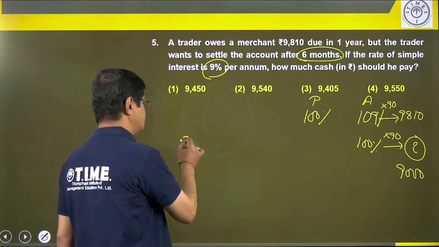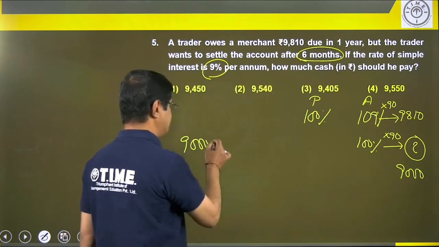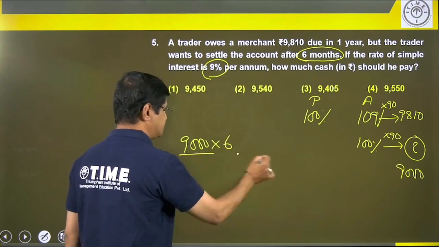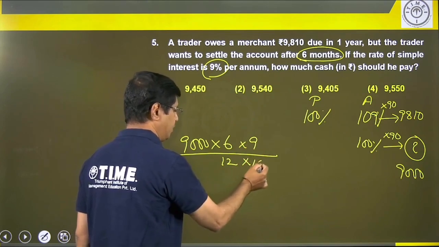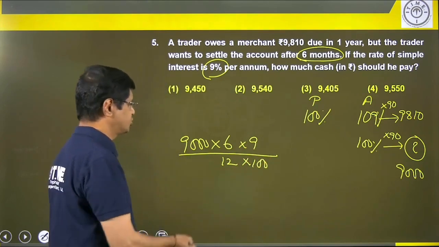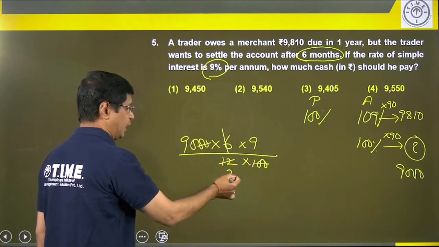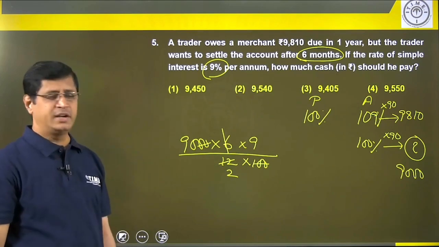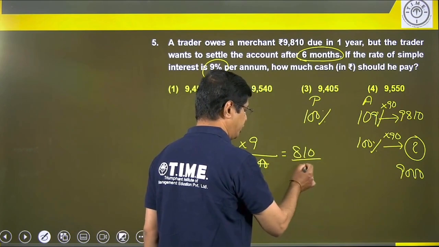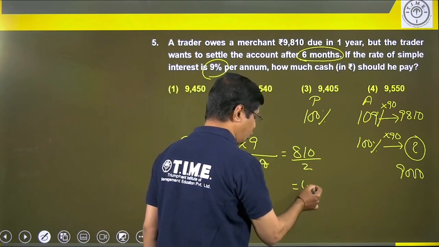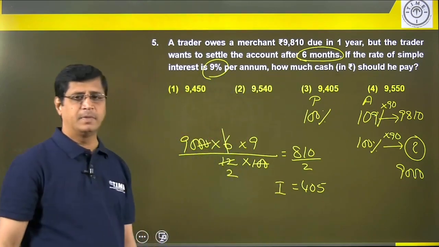9,000, now he wants to settle after 6 months. So 6 months means 9,000 times 6 by 12 times 9% per annum. Now simplify this. The cancellation here: zeros to zeros we can cancel. 6 goes exactly 2 times. 9 into 90, that is 810. 810 divided by 2, the result is 405. The value of the interest is 405.